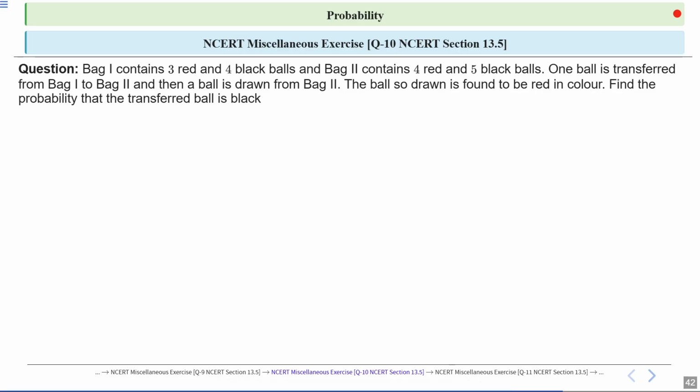Now let's look at question number 10. In this question we have bag 1 has 3 red and 4 black balls and bag 2 contains 4 red and 5 black balls. One ball is transferred from bag 1 to bag 2. Then a ball is drawn from bag 2. The ball so drawn is found to be red in color. Find the probability that the transferred ball is black. First of all, try it yourself and then see the solution.